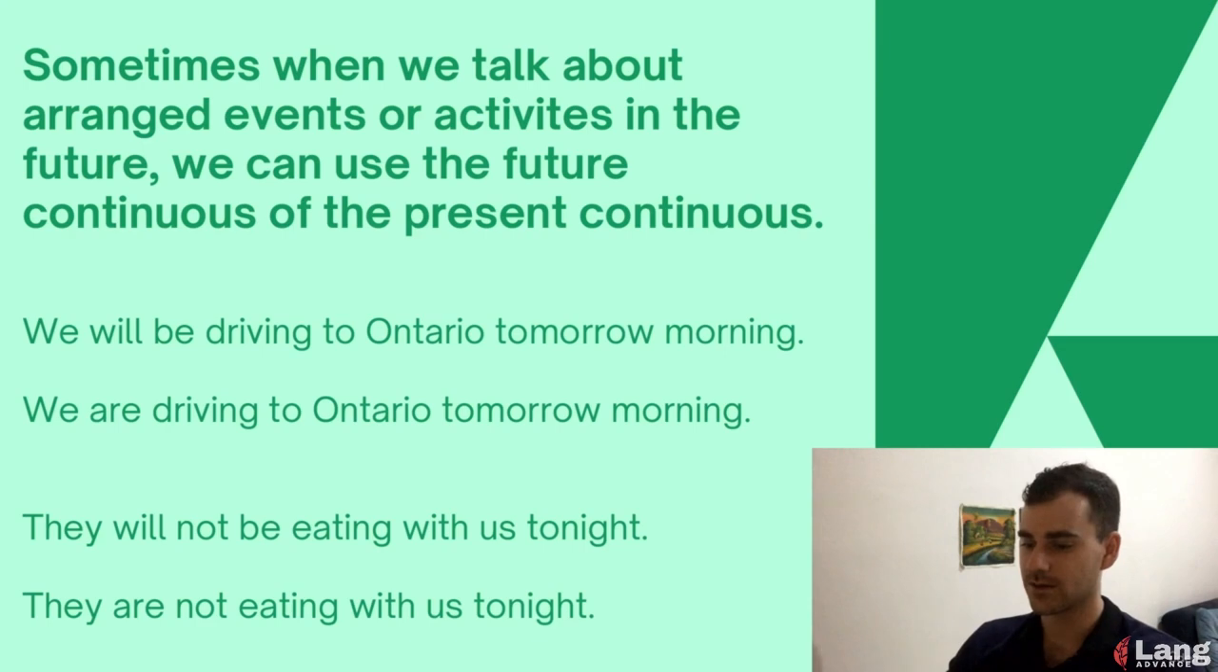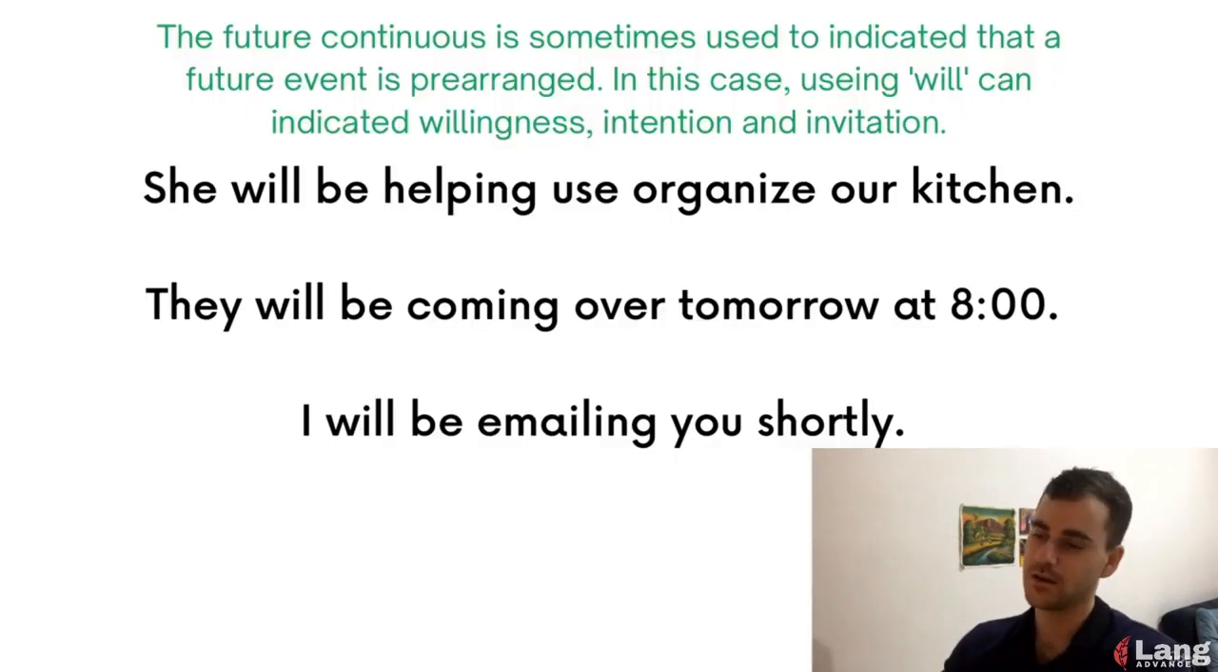Let's take a look at another example. They will not be eating with us tonight. They are not eating with us tonight. Both of them are talking about an action which will be occurring tonight, but we can use both tenses, present continuous and future continuous. The future continuous is sometimes used to indicate that a future event is prearranged. In this case, using will can indicate willingness, intention, and invitation.